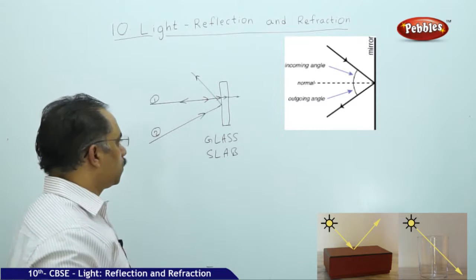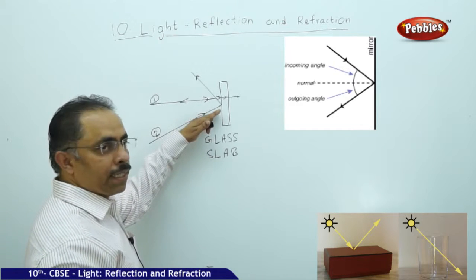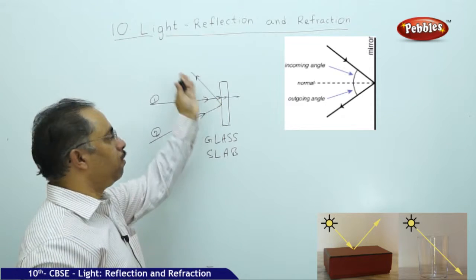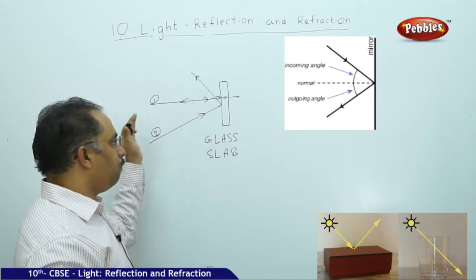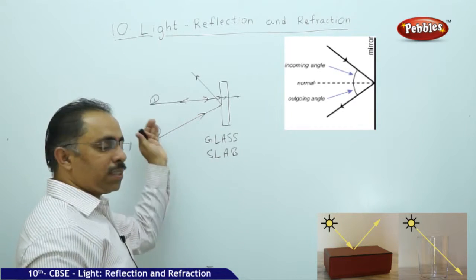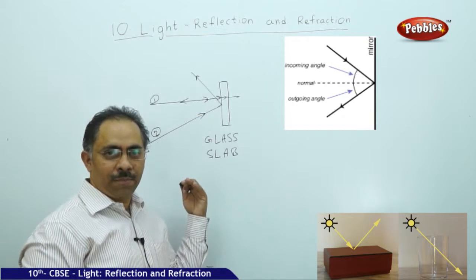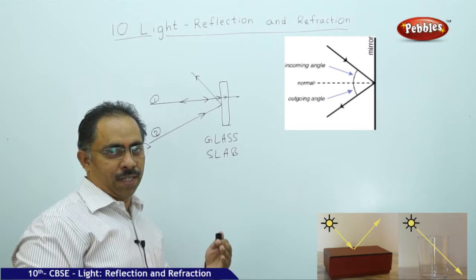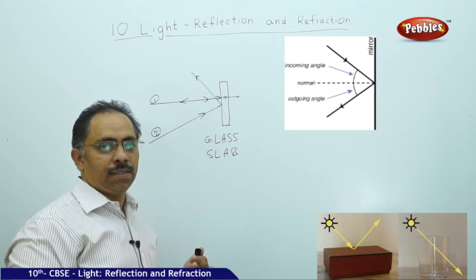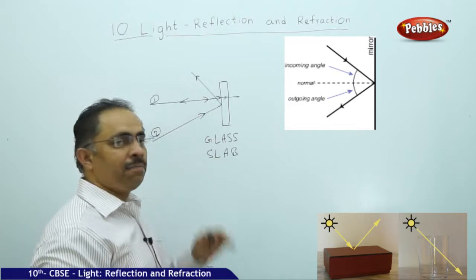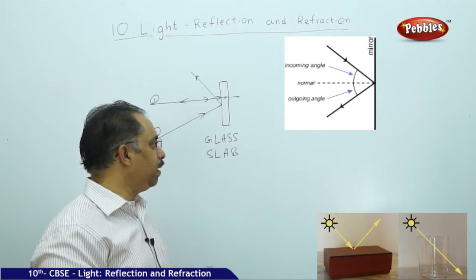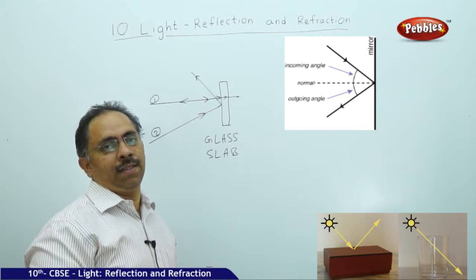So the light ray is incident here like this, and when it is bounced back, it is bouncing in a different direction. So whatever it is, the bouncing back of light into the same medium, we will call it reflection. When I take a glass slab, this can be a translucent material or a transparent material.